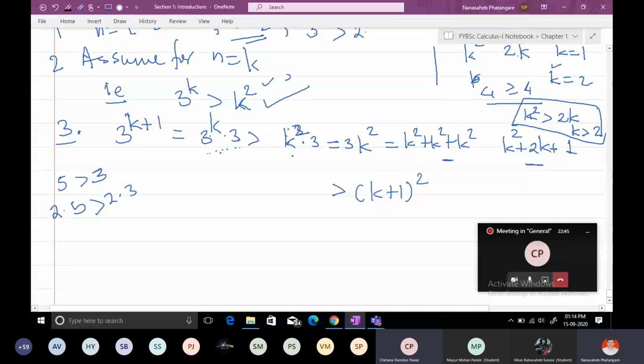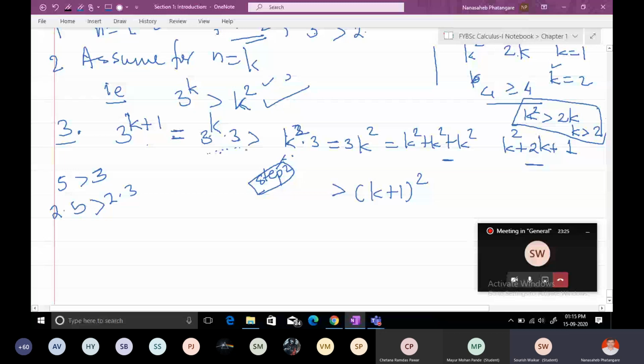Now, therefore, 3 raised to k plus 1, which is 3 raised to k times 3, is greater than k square times 3, and this is by step 2, the induction hypothesis. When we write 3 raised to k plus 1 as 3 raised to k times 3, it is the same. We are not multiplying or dividing by 3; we are just writing the expression in a different way. That is what this is equal to. I am not saying something else. This is the same as this. When I say equal, the values are the same.